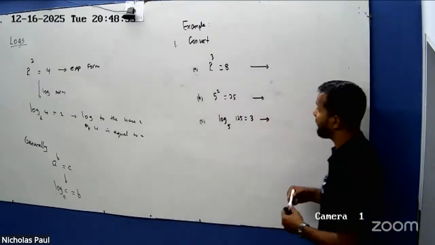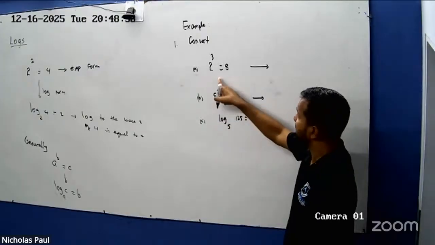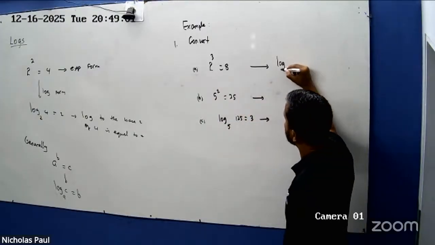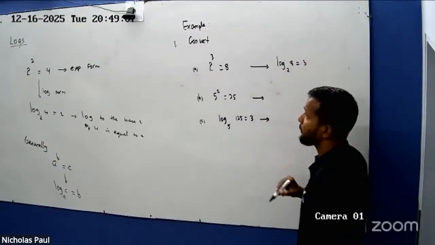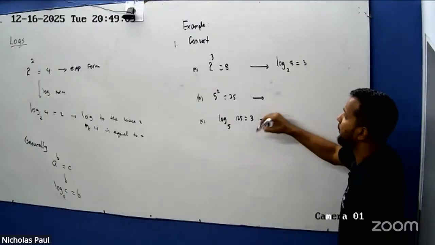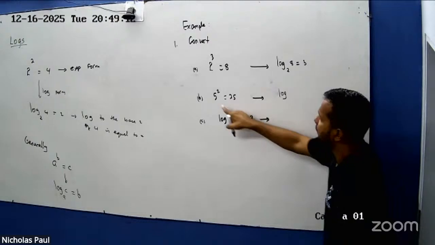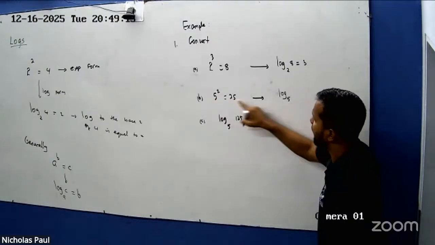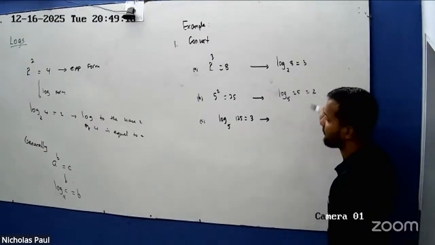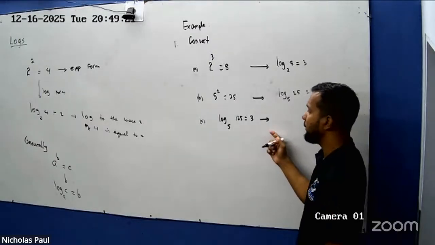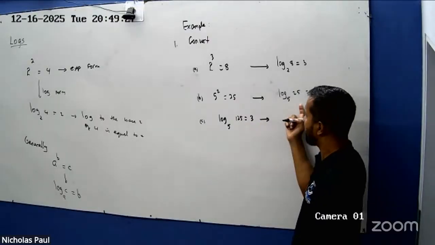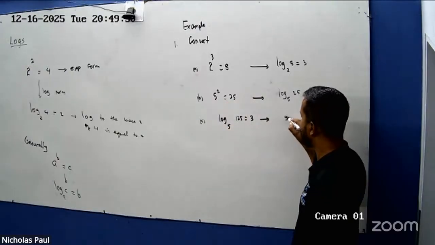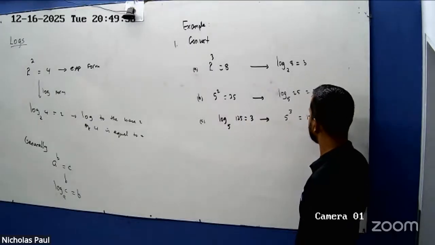So just convert from one to the next. To convert this to logs, that'll be log to the base 2 of 8 is equal to 3. Next one here, this will be log to the base 5 of 25 is equal to 2. And next one, you have to do the other way around, from here to here. So you're bringing up the 5, you're carrying across the 3, and you're making it equal to 125.